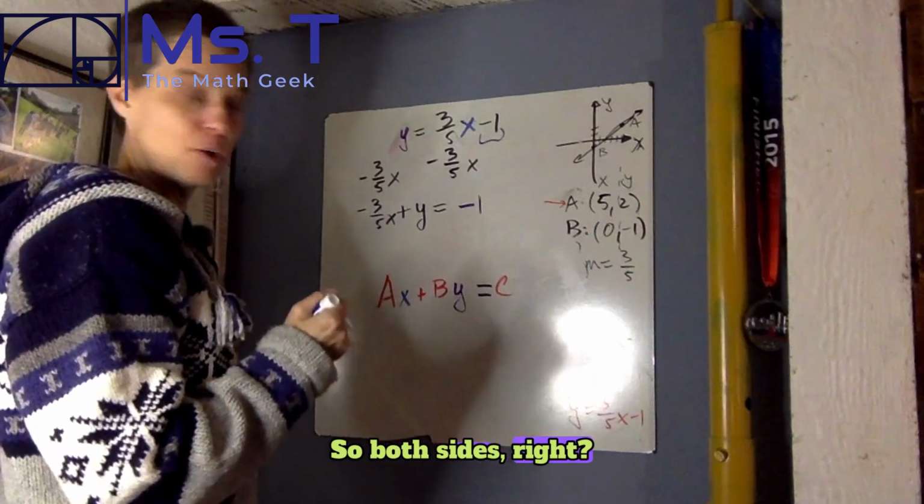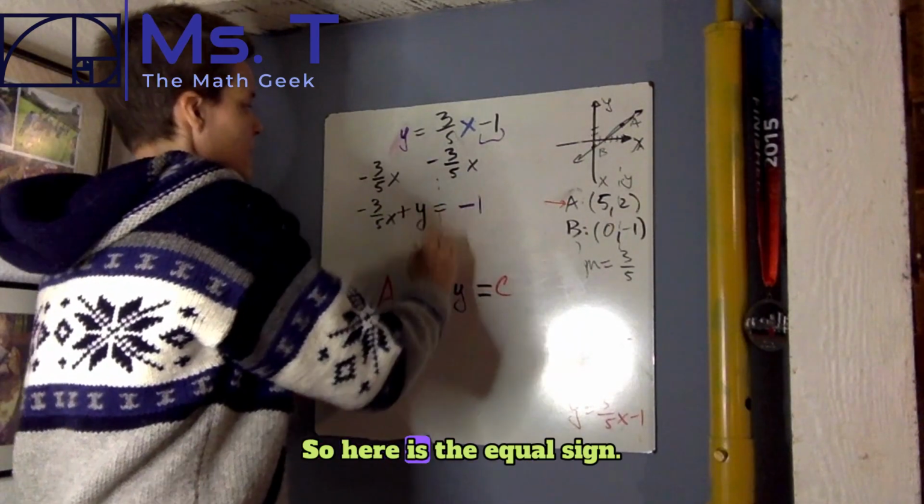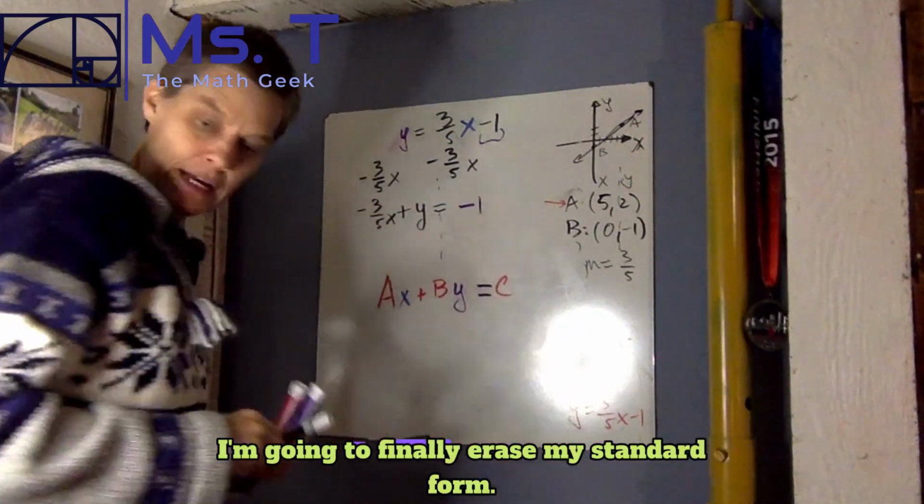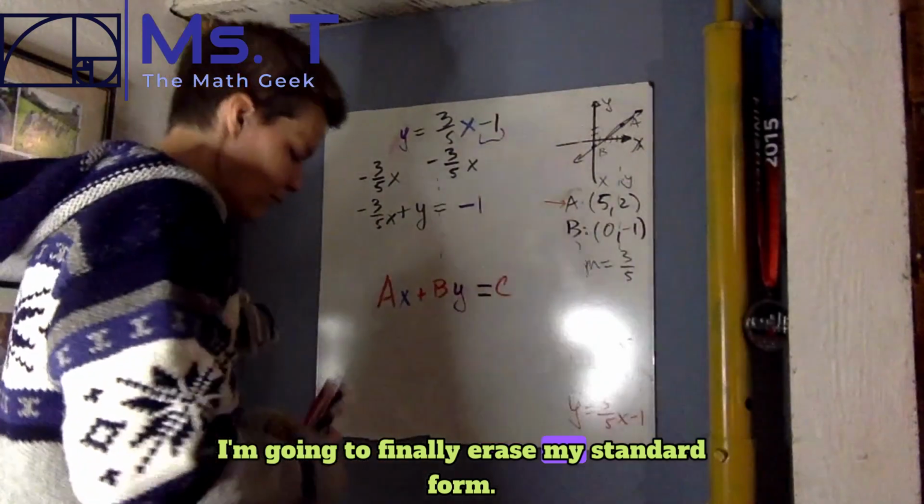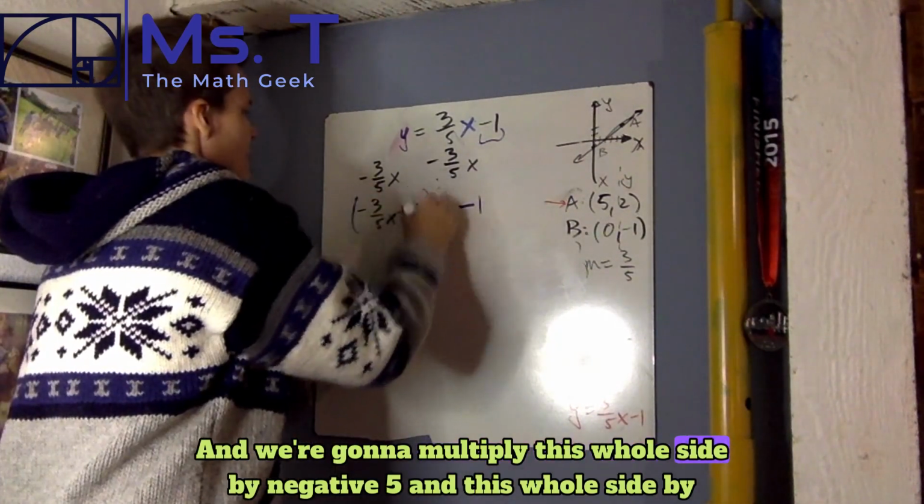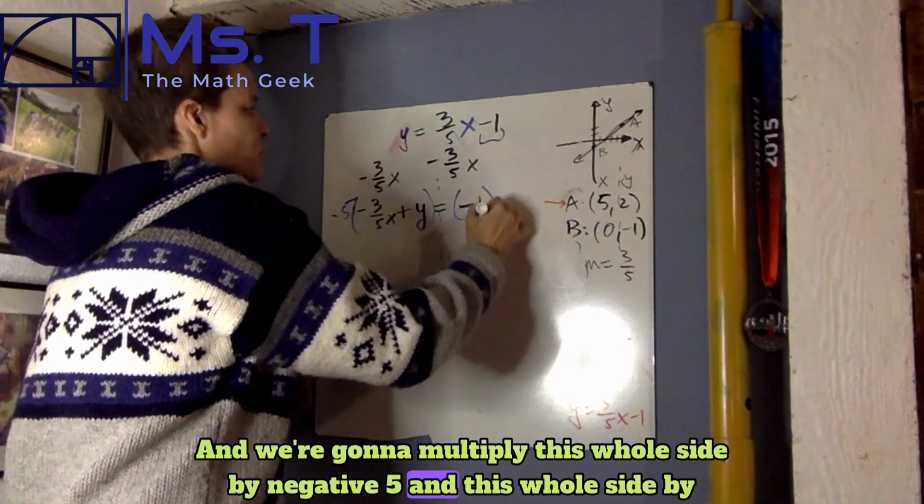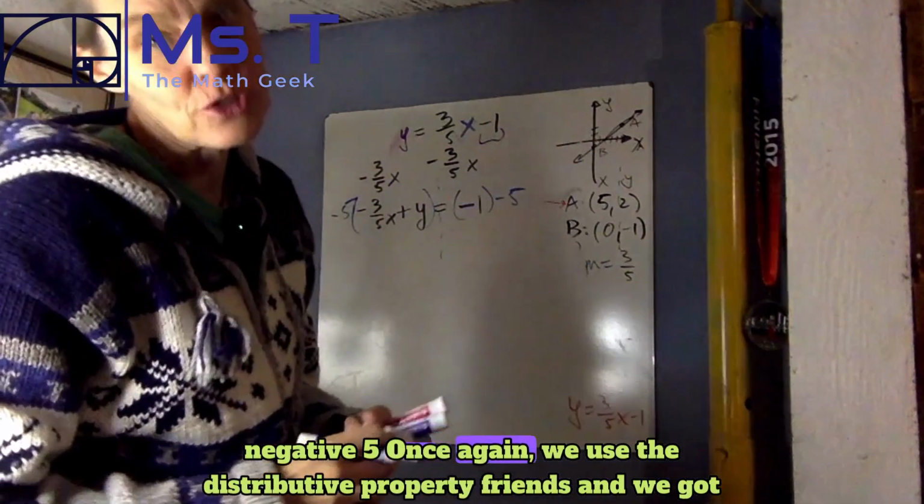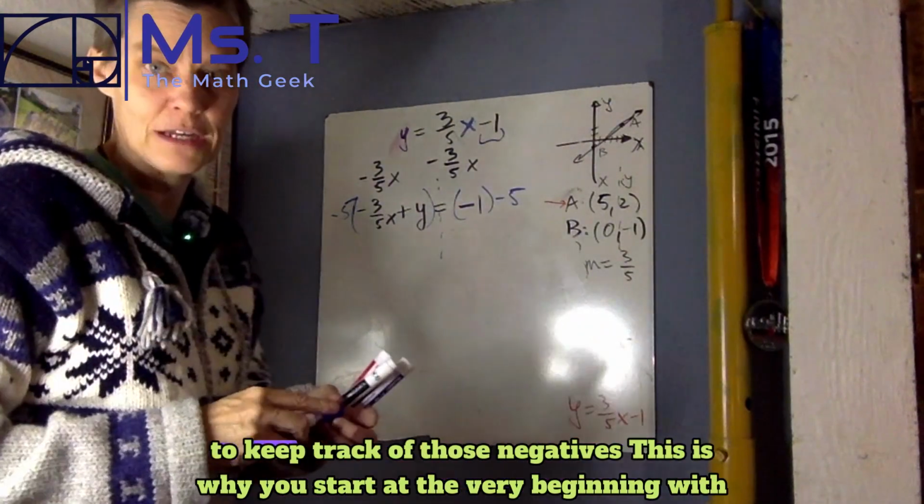Okay. All right. So both sides, right? Both sides. So here is the equal sign. I'm going to finally erase my standard form. Hopefully we got it down now. And we're going to multiply this whole side by -5 and this whole side by -5. Once again, we use the distributive property, friends, and we have to keep track of those negatives.